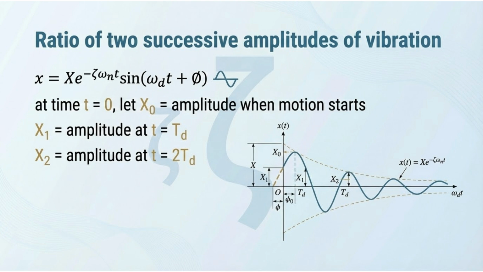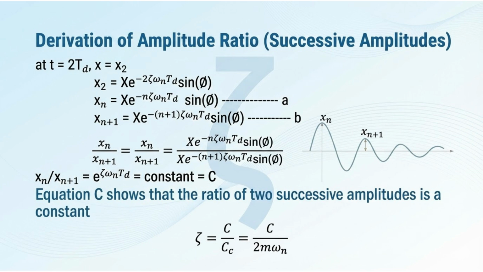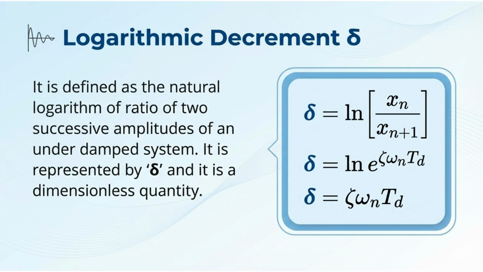We will now calculate the ratio of two successive amplitudes of vibration, which is used to quantify the damping present in a system. The logarithmic decrement, a measure of the decay rate, is derived from the ratio of successive amplitudes. This step shows the calculation of the logarithmic decrement, an important factor for characterizing damped free vibration. The final expression relates the logarithmic decrement to the damping ratio of the system, concluding our analysis of damped free vibrations.